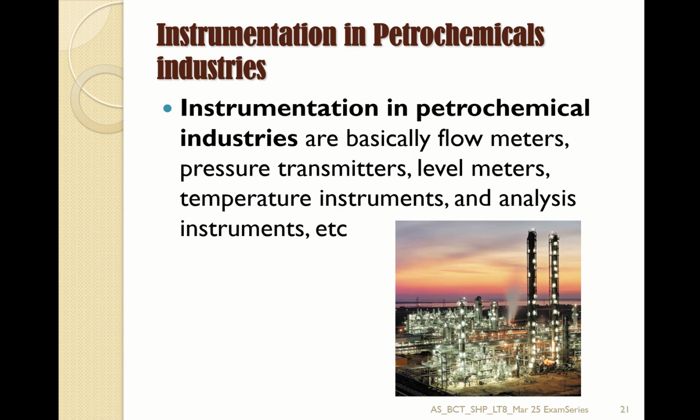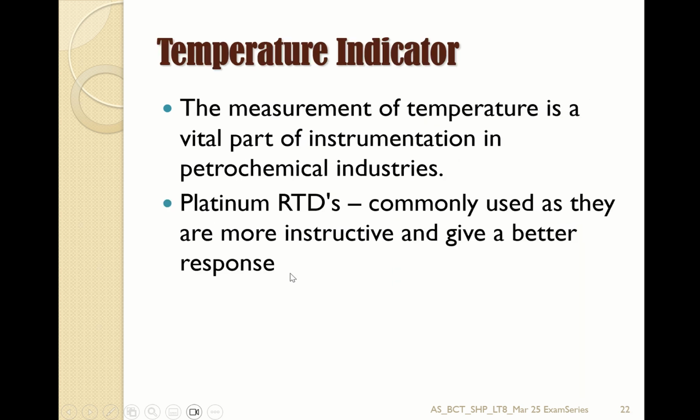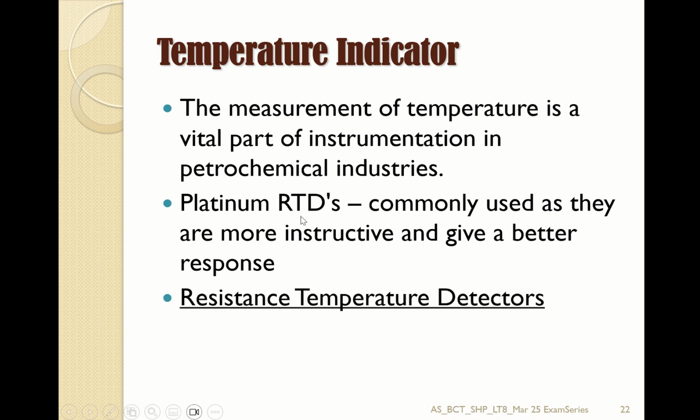Okay, some instrumentation used in the petrochemical industry: you have flow meters, pressure, level meters, temperature, and your lab analysis equipment. First one is your temperature. Please take note that they don't use a thermometer. They use what is called an RTD, resistance temperature detector, because the material used is usually platinum.